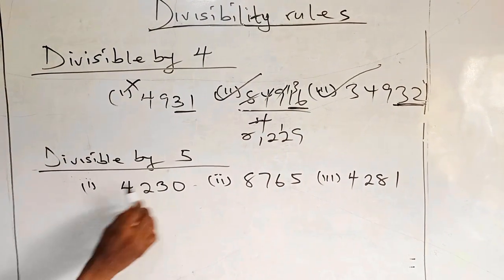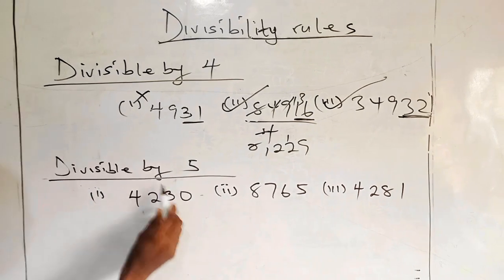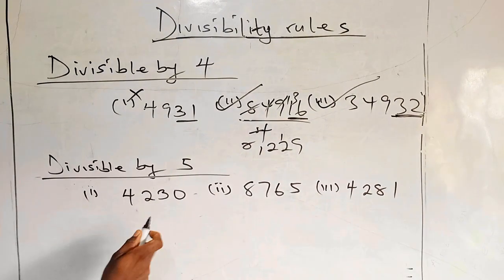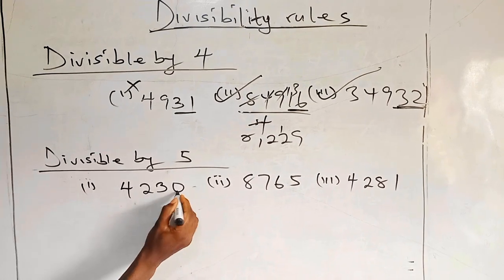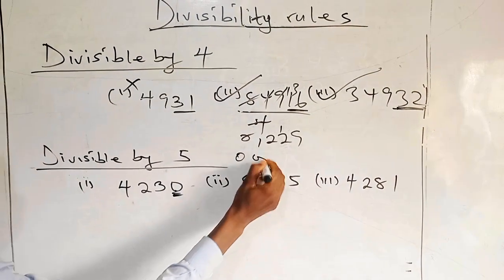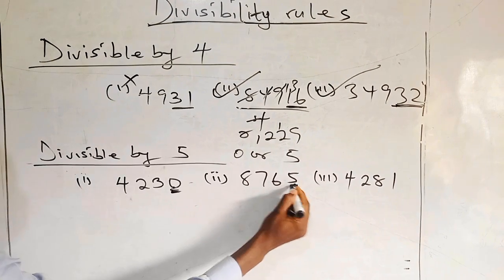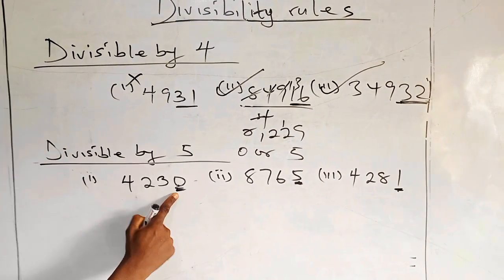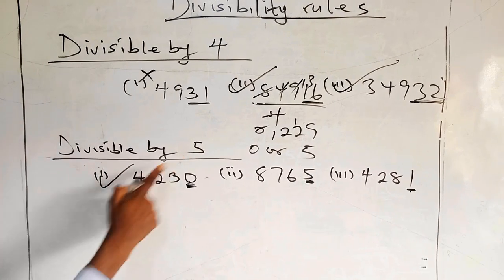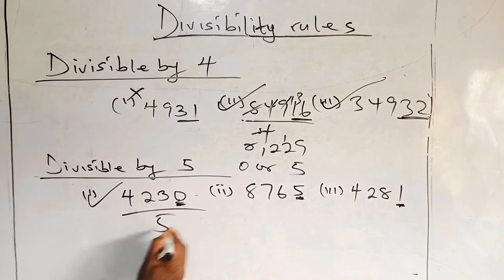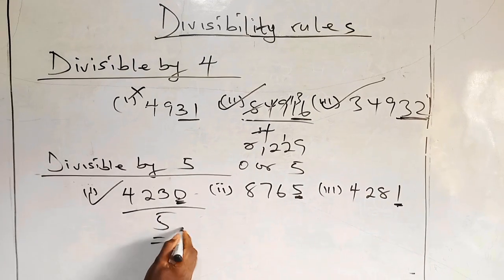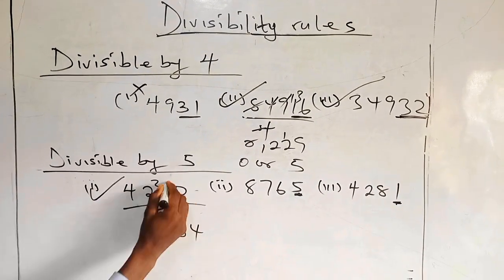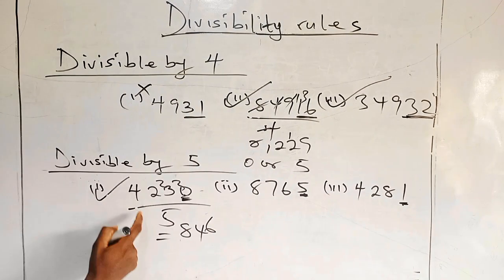Now let's look at this number. Which of these is divisible by 5? The rule guiding 5 is the last digit must be 0 or 5. So look at the last digit here, we have 0. So this number is divisible by 5. When you try to divide by 5 and check, 5 in 42 is 8, in 23 is 4, in 30 is 6. So we can divide this number.